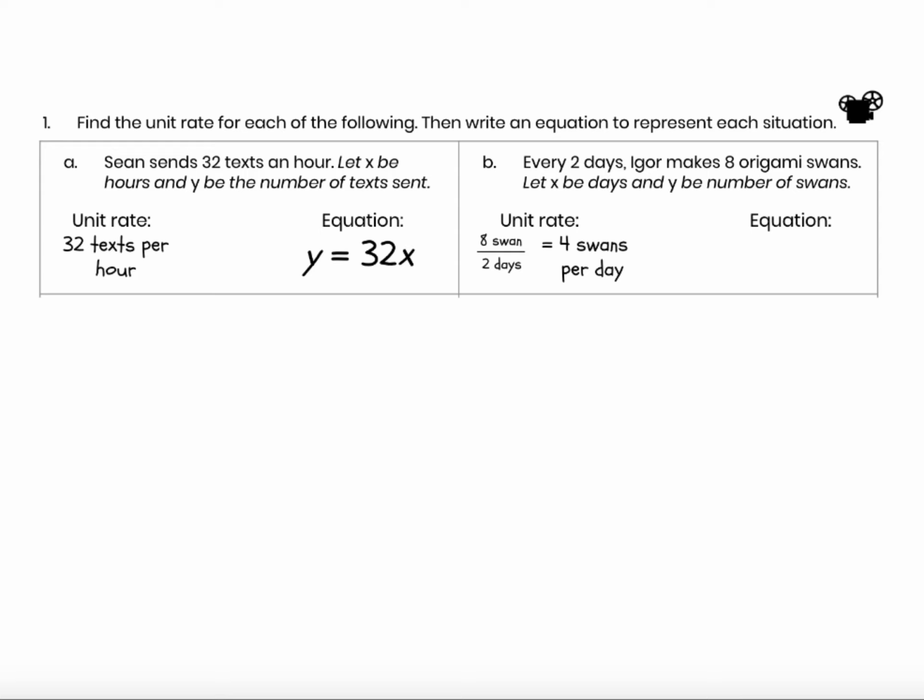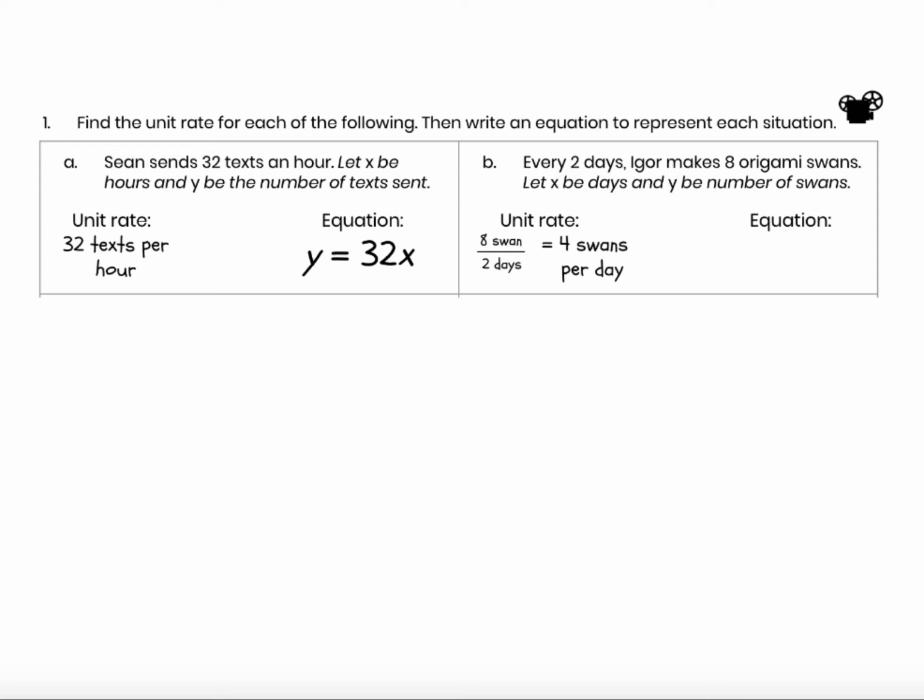The second example, Igor makes 8 origami swans every 2 days. Now you'll notice that I rephrased that just kind of naturally as I read it because this is one that is not given in chronological order. So every 2 days, x is days, Igor makes 8 origami swans, y is swans.